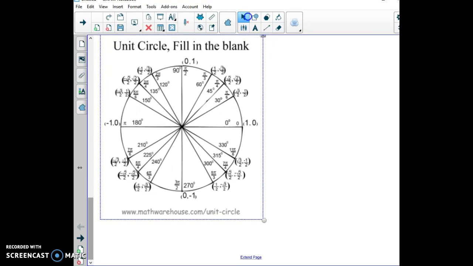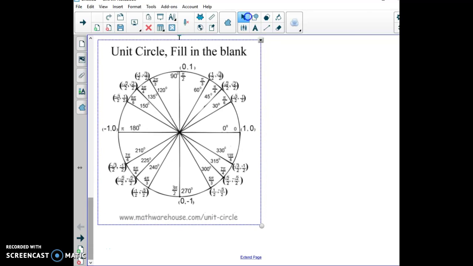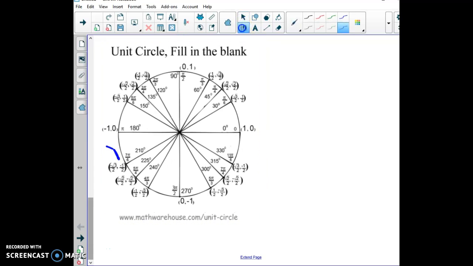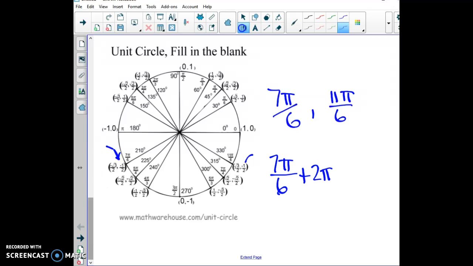Sine is negative in the 3rd and 4th quadrant, and we can see that the sine is negative 1/2 at 7 pi over 6, and we can see it is negative 1/2 at 11 pi over 6. So similarly, we're going to say 7 pi over 6 plus 2 pi, or 2n pi, every rotation thereof, and we can say 11 pi over 6 plus 2 pi, or 2n pi, every time we go around 2 pi.